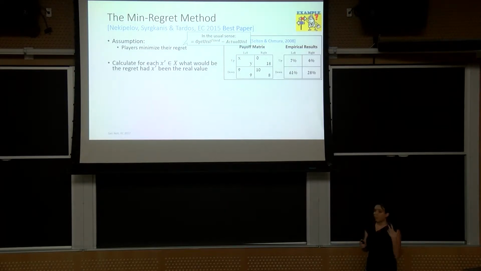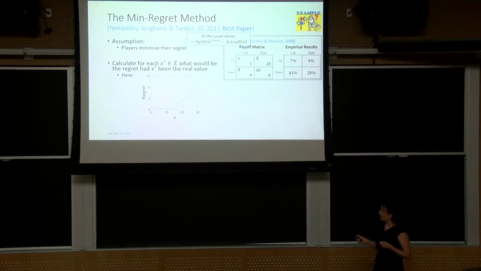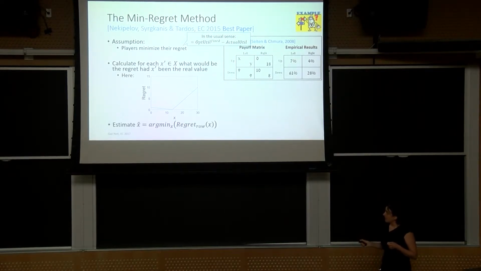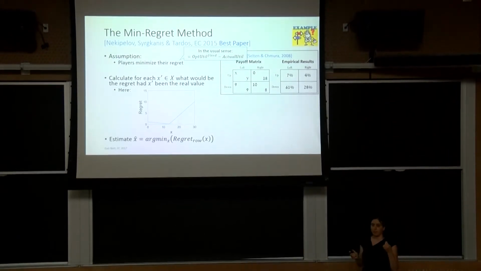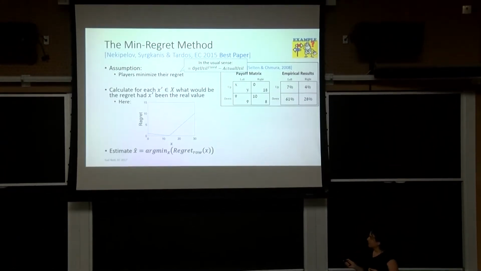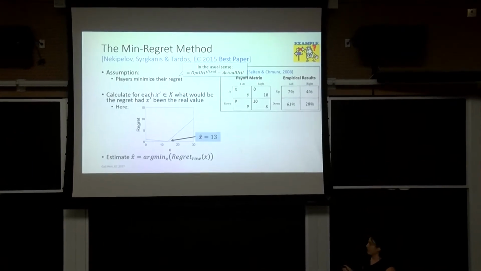And the method that relies on this assumption will calculate for each possible value that the missing parameter x can have, what would be the regret for the player had this been the true value of the parameter. And in this example, if we compute the regret for the row player for all integers from 0 to 30, this is the regret curve that we get. And the method selects the value that minimizes this regret curve as the estimate for the missing parameter. In this example, the regret curve is minimized for x equals 13.